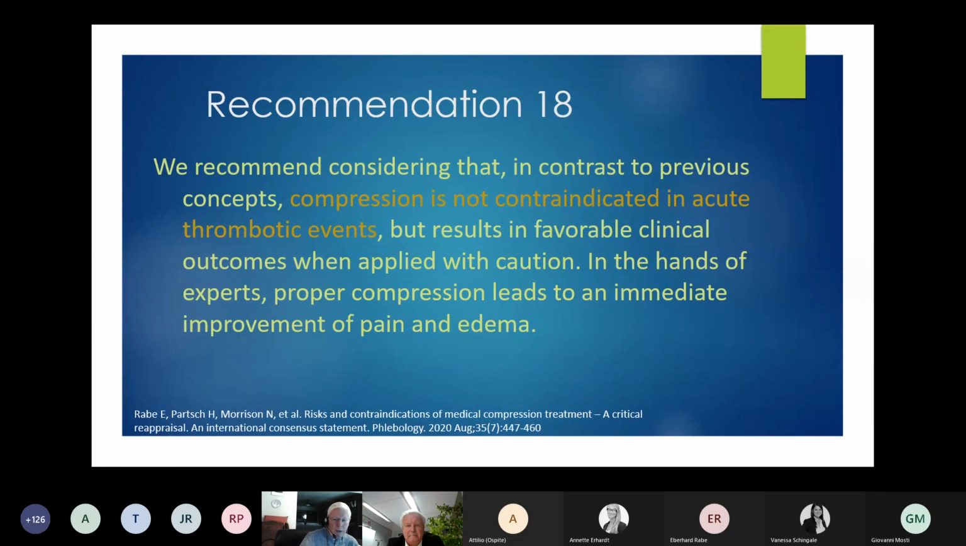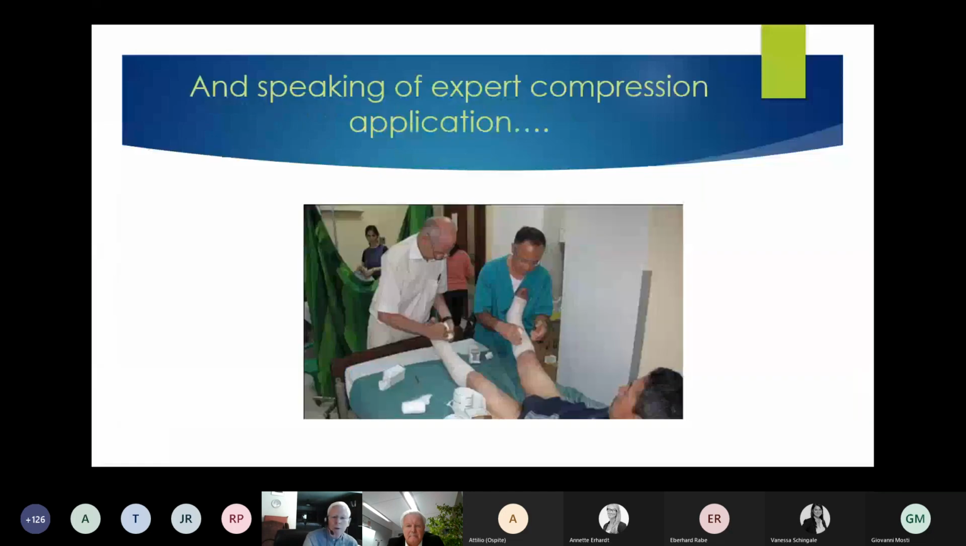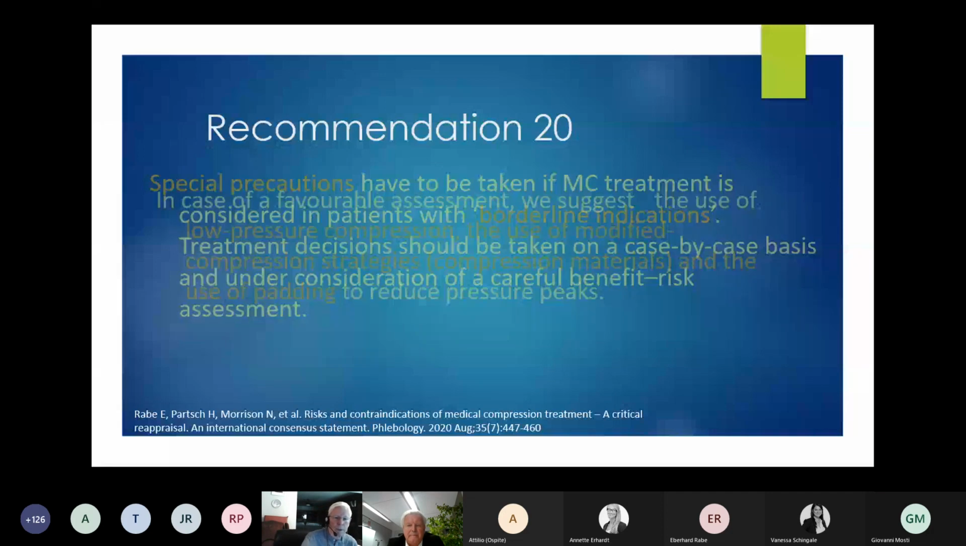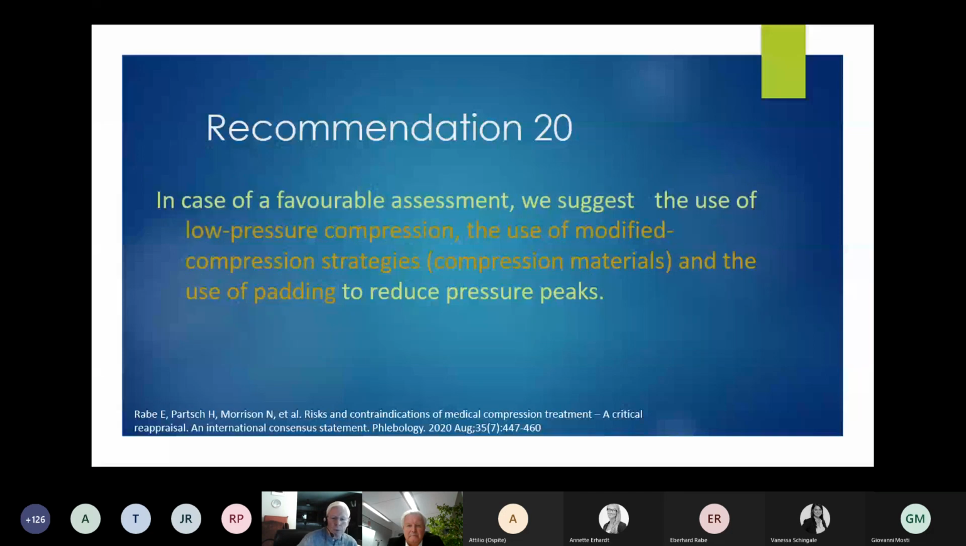We should consider that compression is not contraindicated in acute thrombotic episodes, and Dr. Thomas Urbanek spoke to this very well. So in the hands of experts, proper compression leads to an immediate improvement of pain and edema. And speaking of experts, that's a very nice image taken from a trip to South America with Drs. Ugo Parch and Giovanni Mosti applying compression. Special precautions should be given for those patients with borderline indications and should be discussed on a case-by-case basis. So if there is a favorable assessment, then low pressure compression, the use of modified compression, including compression materials, and the use of padding can be used to reduce pressure peaks.